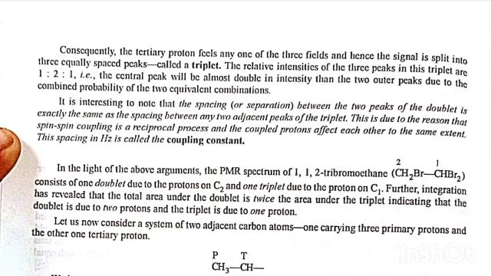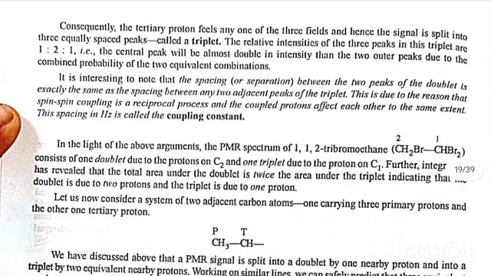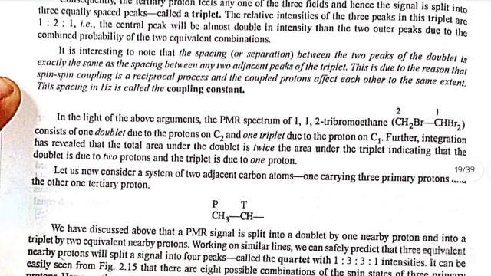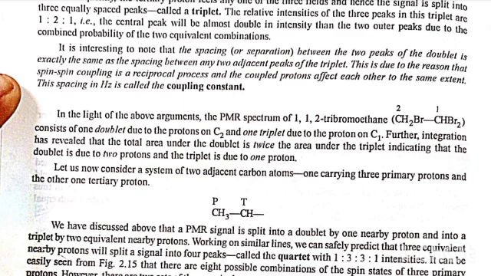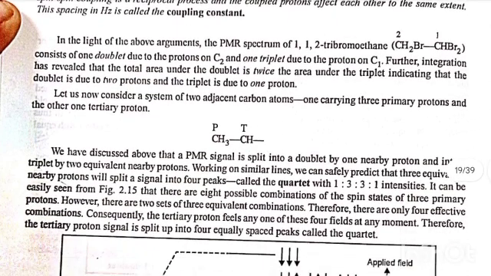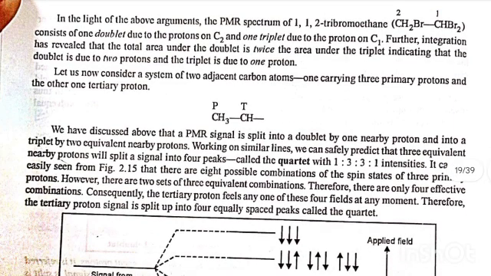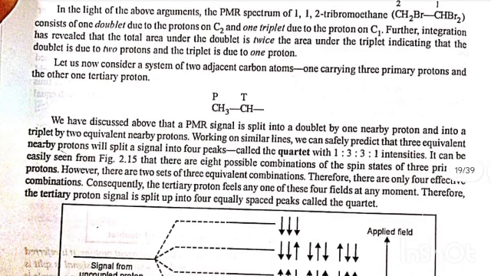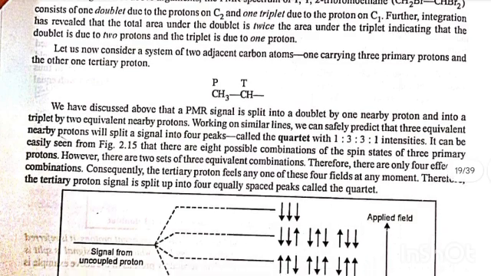This is due to the reason that spin-spin coupling is a reciprocal process and the coupled protons affect each other to the same extent. This spacing in hertz is called the coupling constant. In the light of the above arguments, the PMR spectrum of 1,1,2-tribromoethane consists of one doublet due to the protons on C2 and one triplet due to the proton on C1. Further integration has revealed that the total area under the doublet is twice the area under the triplet, indicating that the doublet is due to two protons and the triplet is due to one proton.